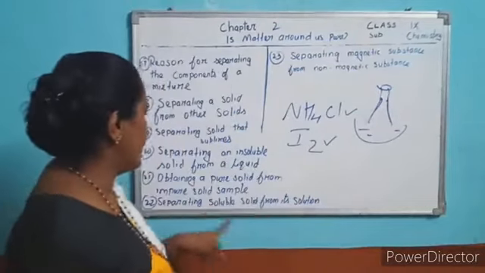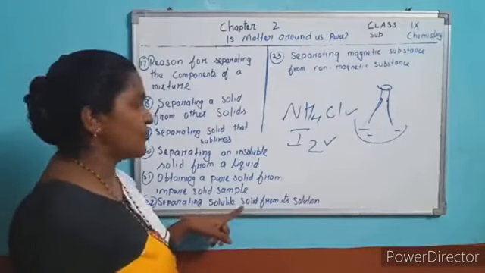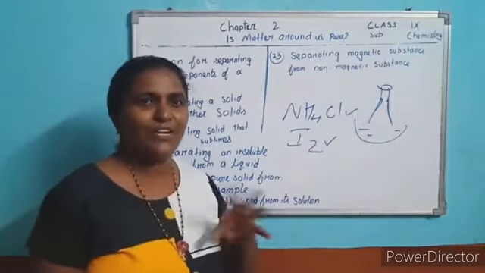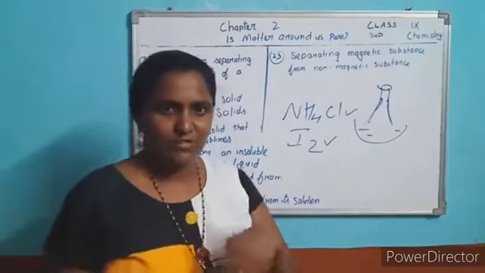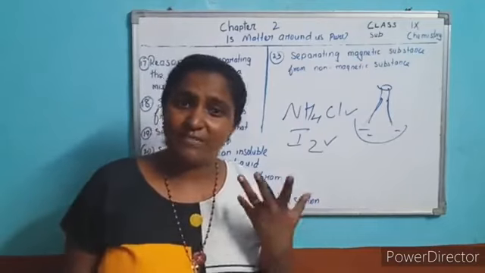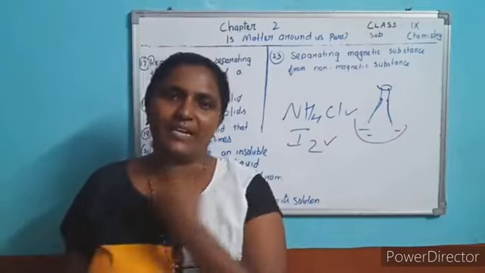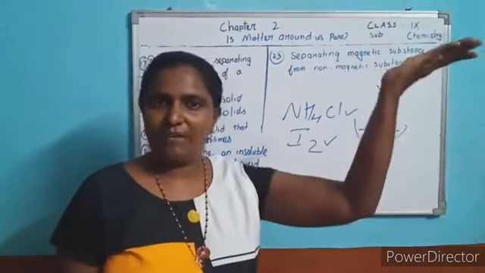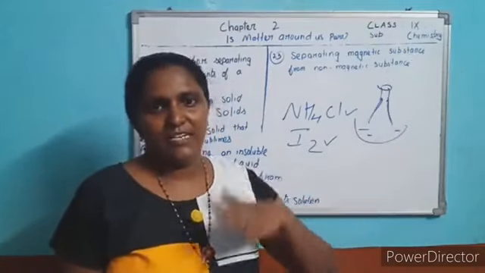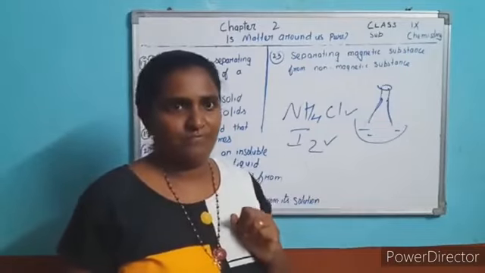Understood? The next method is, how will you separate a soluble solid from the solution? Sugar in water or salt in water. Soluble. Only the evaporation method will help you. How will you evaporate? On heating or by keeping under the sun. Water particles will evaporate out, whereas the sample will settle down.